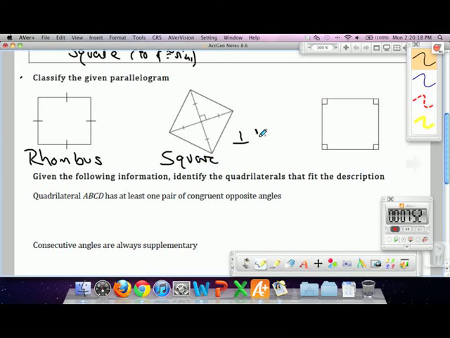Perpendicular diagonals and congruent diagonals makes this a square. Okay? This is not a square because it kind of looks like a square. This is a square because the diagonals are congruent and the diagonals are perpendicular. Okay? What's our last figure? Rectangle. Why isn't it a square? Because sides are not all congruent.